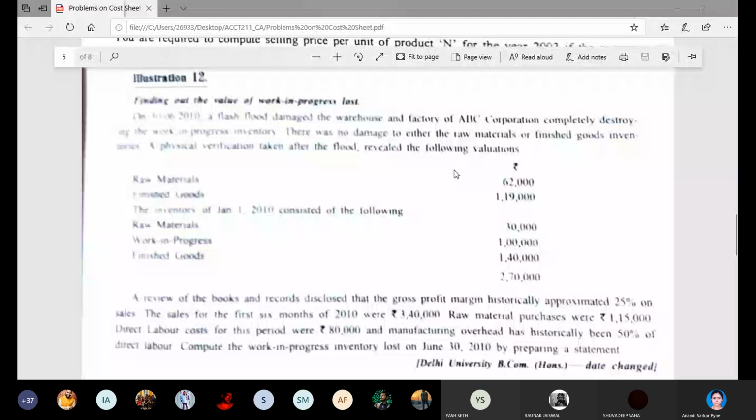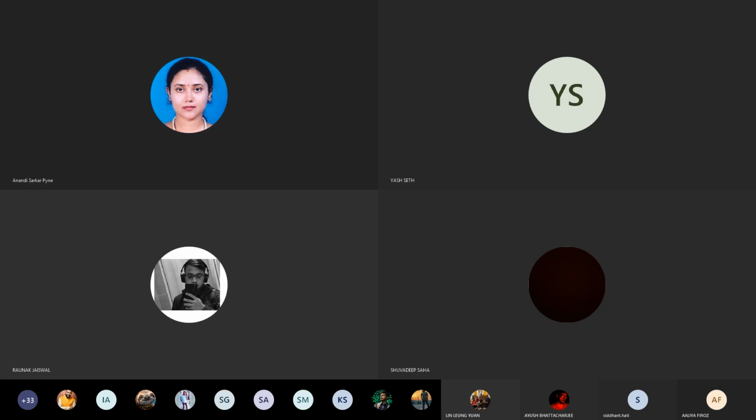85,000. Yes, 85,000 is gross profit. So gross profit is 85,000. If you deduct the gross profit from sales, what do you get? Sales minus gross profit is cost of sales, yes, cost of goods sold. So sales minus gross profit is equal to cost of goods sold, right?